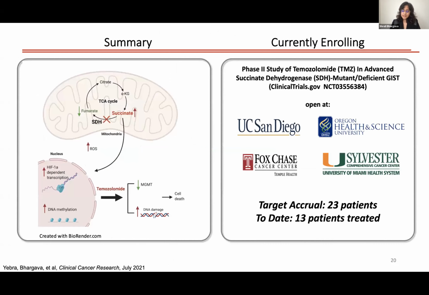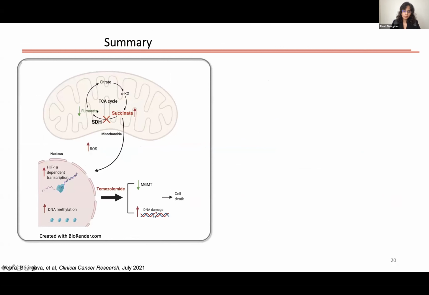Now, to summarize our findings, we actually were able to, for the first time, establish reliable patient-derived models that can be used to understand the biology of the tumor, as well as to have drug screens performed in them to find more therapeutic viable options for these patients. We did find that when the SDH complex is inhibited in the cell, there is higher levels of succinate and lower levels of fumarate in the cell.